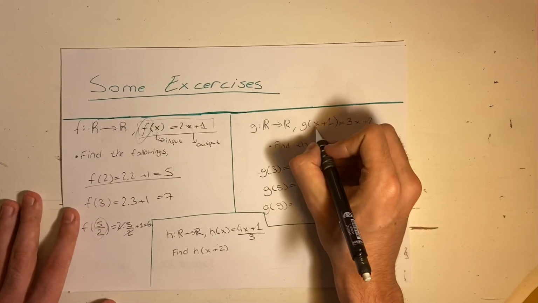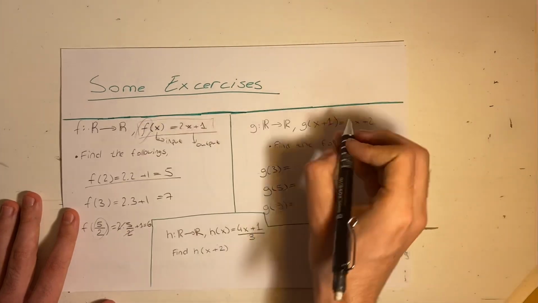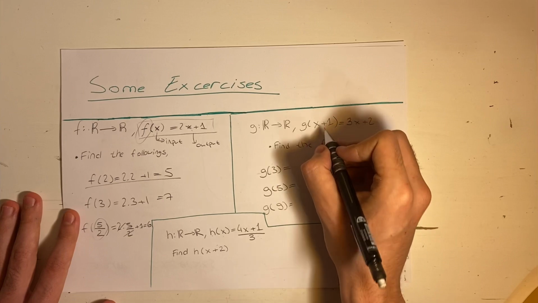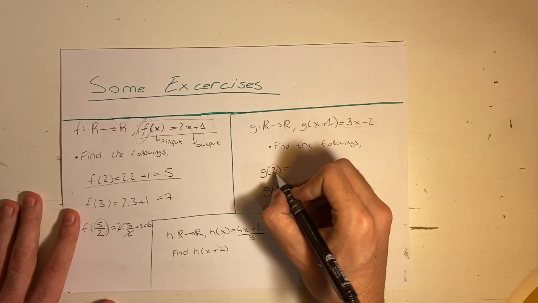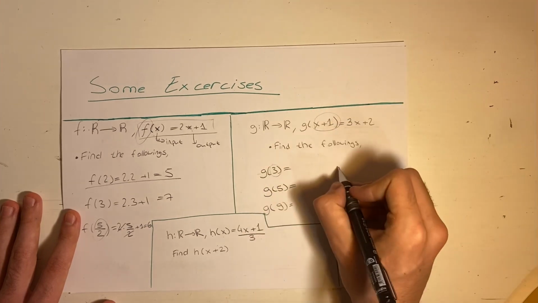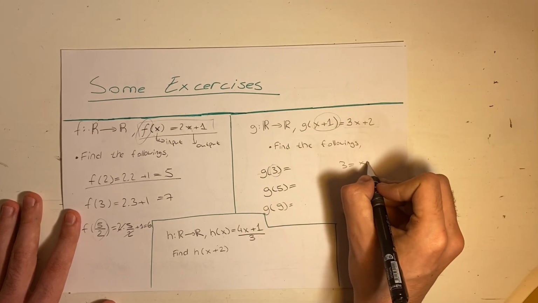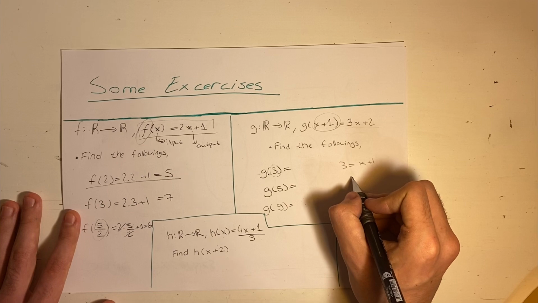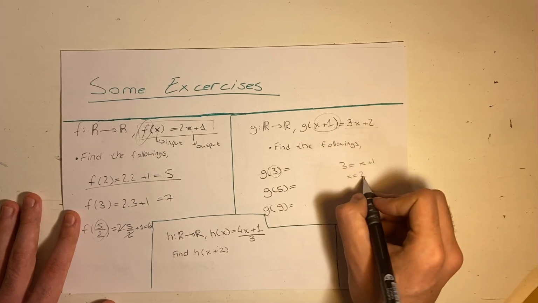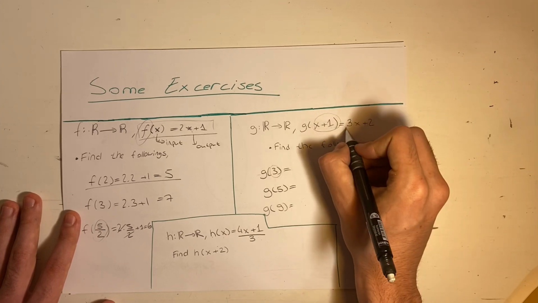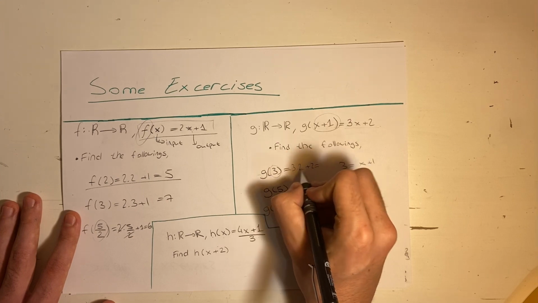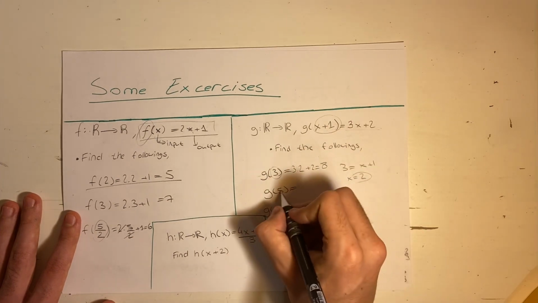Let's move on. This one is a bit different. We see x plus 1, so we need to find the value which gives us 3 in this equation. If 3 is equal to x plus 1, then x is equal to 2, right? So we need to substitute 2 as x anywhere we see it. 3 times 2 plus 2 would give us 8.